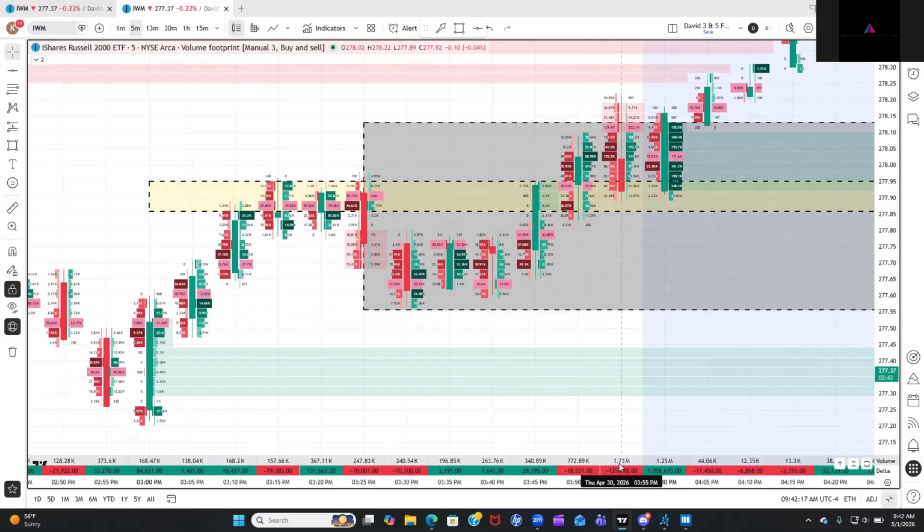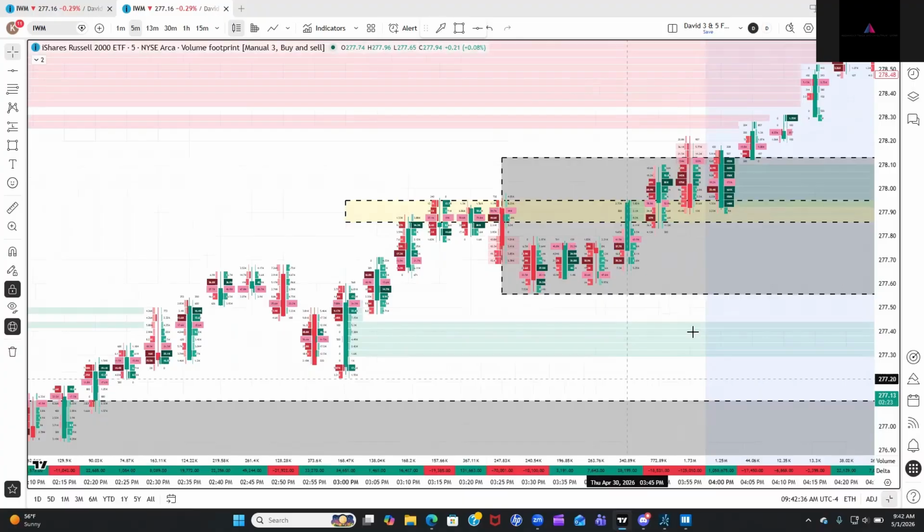And then this was the kicker here right before cash. 1.7 million in volume, 125,000 sellers still couldn't drop the auction. Actually, it was even more defended. 1.2 million with a little over a million buyers with the auction.